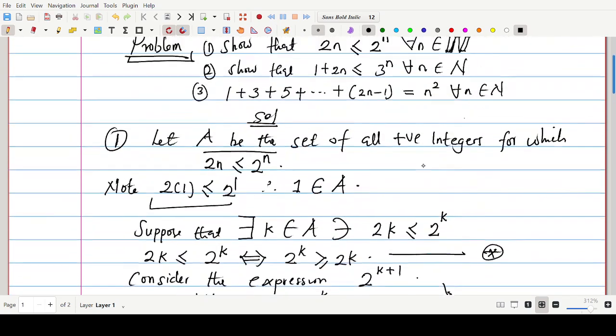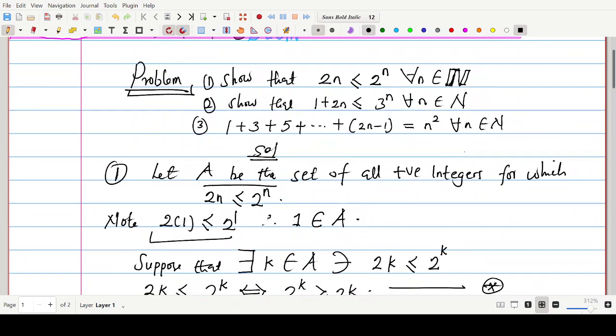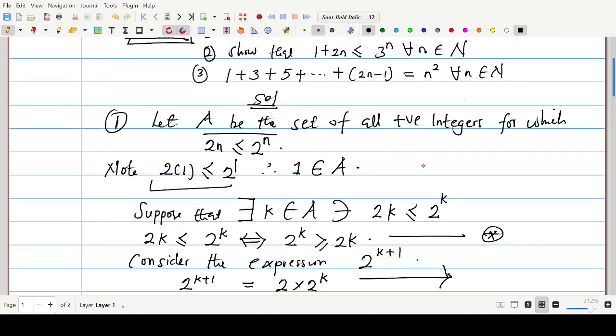Now the last one we want to look at is still very easy. We have 1 plus 3 plus 5 up to 2n minus 1 equals n squared. I don't like to really waste time here because my battery is gone. Let's just look at this together.